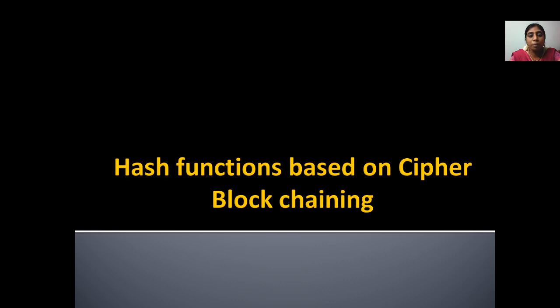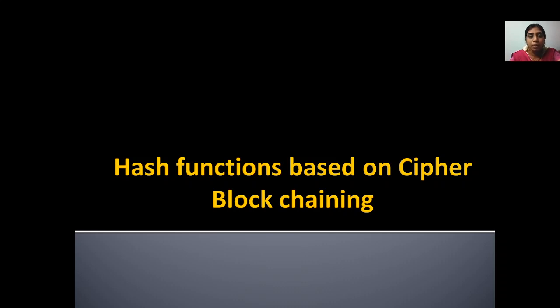Whenever you apply the hash to the message, you are going to get the hash code. This hash code can also be appended to the message and sent to the receiver for authentication. So we are going to see how this hash function is applied on the cipher block chaining, that is CBC.